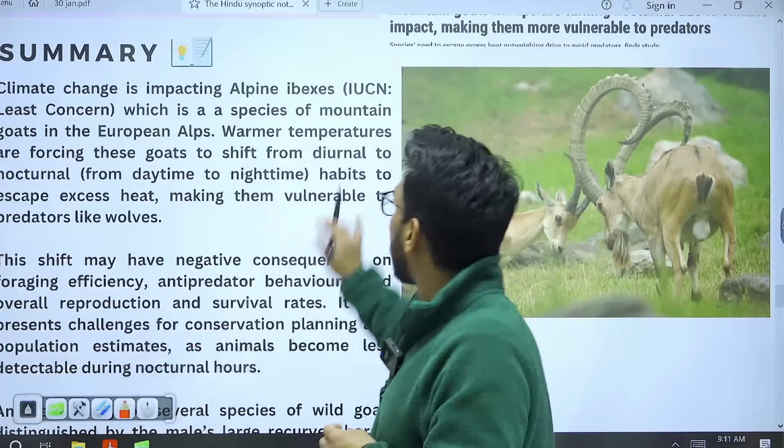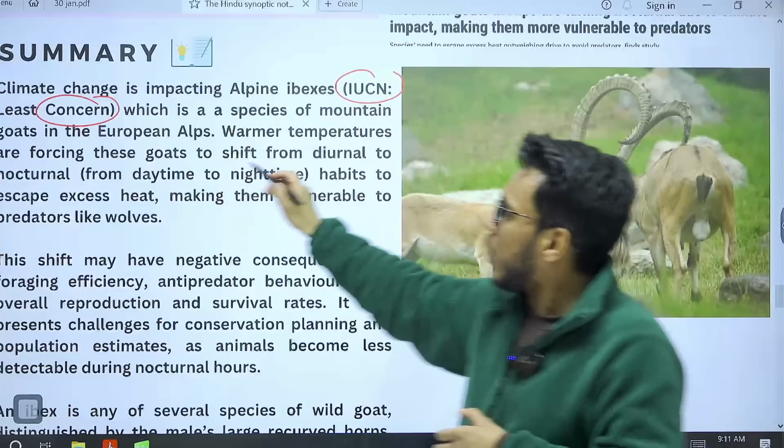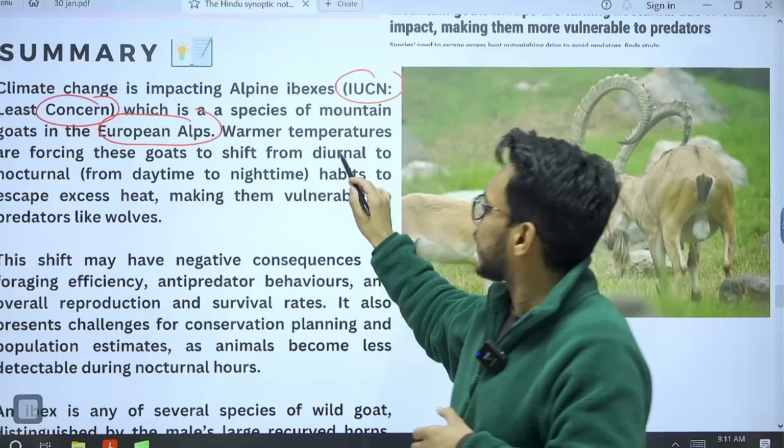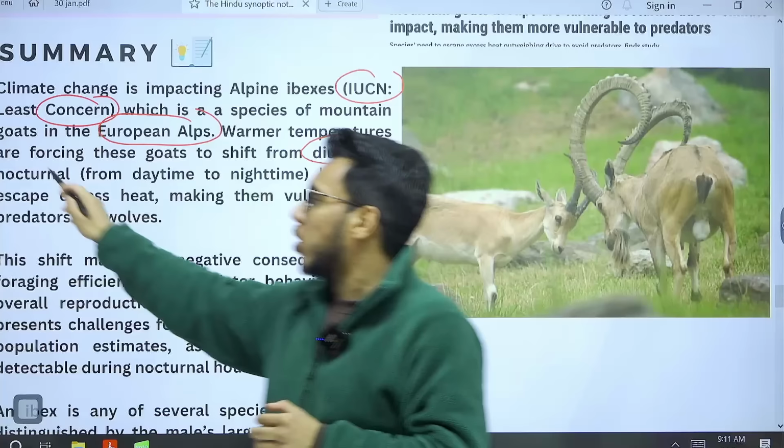Now, understand this particular thing: these Alpine Ibex are found in Europe, in the European Alps mountain region. Now, these goats are diurnal. What is diurnal? Diurnal means that they are active during the day. They do their grazing and everything during the day. Now, they are turning from diurnal to nocturnal. Nocturnal animals are those which are active during the night. So from diurnal, they are changing to nocturnal.